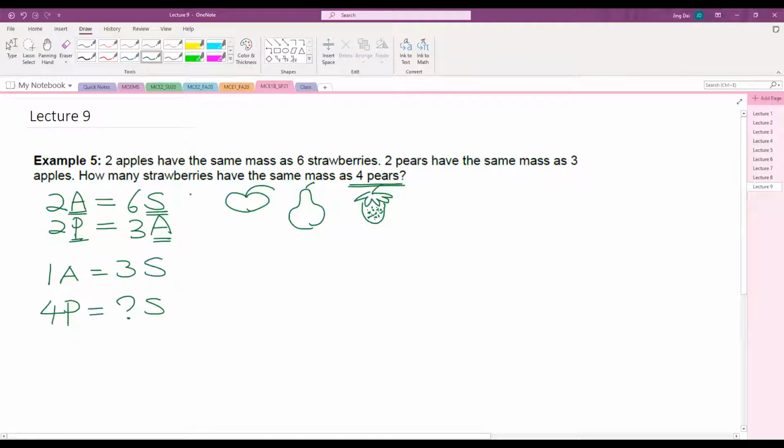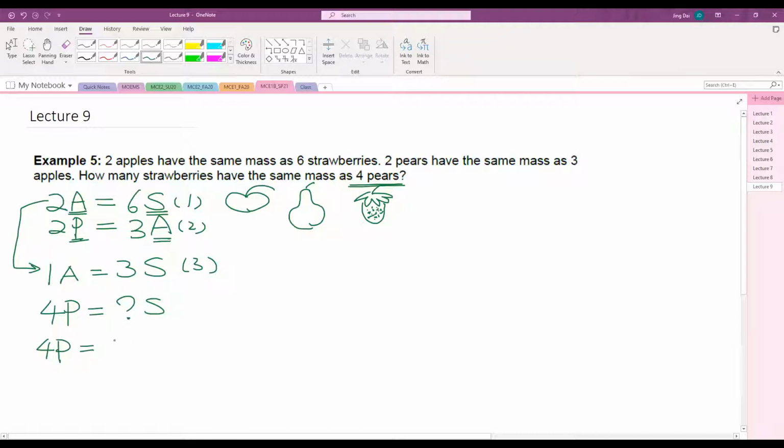So from the first equation, we get equation 3, which is 1 apple equals the mass of 3 strawberries, and everybody is okay with that, right? And then from the second equation, 2 pears would have the same weight as 3 apples. But we have 4 pears here, which is how many apples?